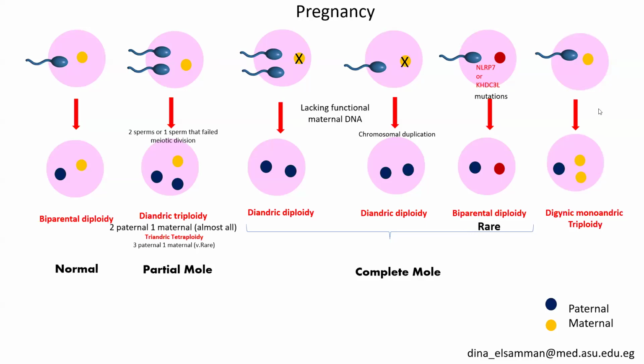Okay. The last case scenario is actually not a molar pregnancy, but I thought I'd better put it here because it's one of the important differential diagnoses. That's when we have two sets of maternal chromosomes and one set of paternal chromosomes. That's again a triploidy, but this time it's digynic monoandric. I hope you now can imagine how things go in a transverse way.